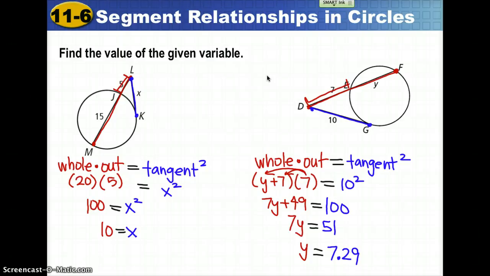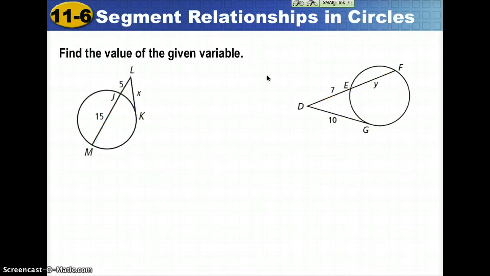You have a worksheet to do today. It's a yellow worksheet. There's a couple problems that are scribbled out. I would like you to do all of the rest of them. Okay? Figure out what picture you're looking at. Which one of these is it? Is it chord, chord? Is it secant, secant? Is it tangent, tangent? Or is it secant, tangent? Figure it out, set it up.